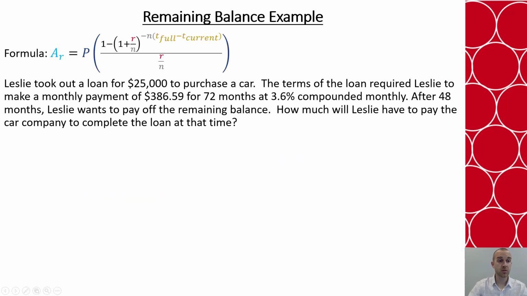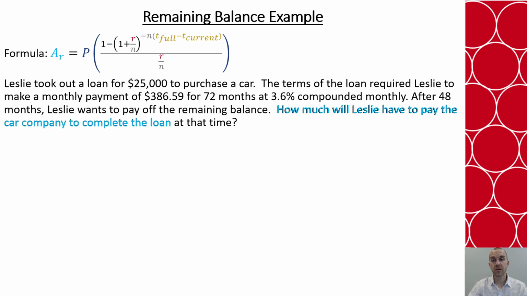Now let's look at an example where Leslie took out a loan for $25,000 to purchase a car. The terms of the loan required Leslie to make a monthly payment of $386.59 for 72 months at 3.6% interest compounded monthly. After 48 months, Leslie wants to pay off the remaining balance. How much will Leslie have to pay for the car company to complete the loan at the time?